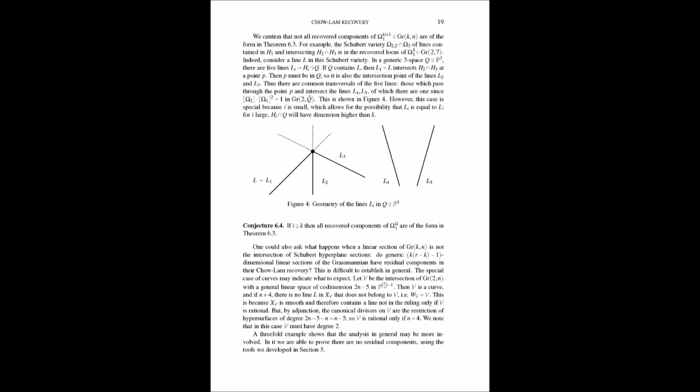Well, a key finding is that for certain types of Schubert arrangements, the recovered variety, a reconstructed shape, often contains extra components that weren't present in the original variety V. So even with these neatly organized Schubert varieties, we still have this issue of extra stuff appearing in the recovery.